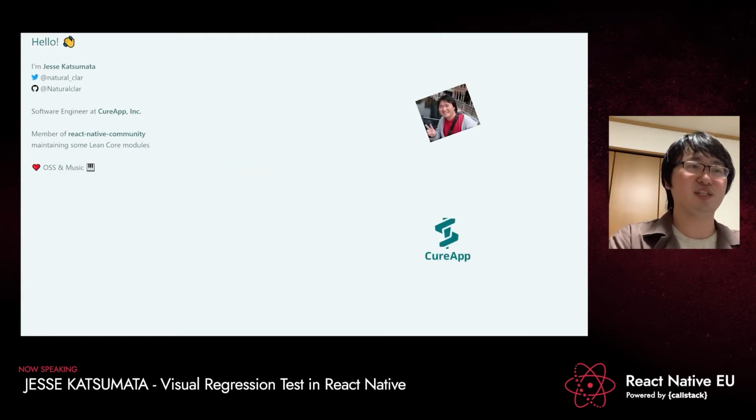First, let me quickly introduce myself. Again, my name is Jesse Katsumata, and I'm currently living in Japan, working as a front-end engineer at a company called Cure App. You can also find me on Twitter or GitHub as Natural Clar.